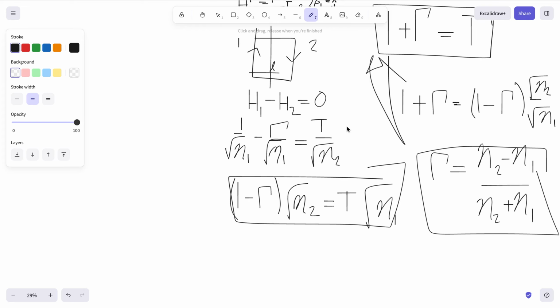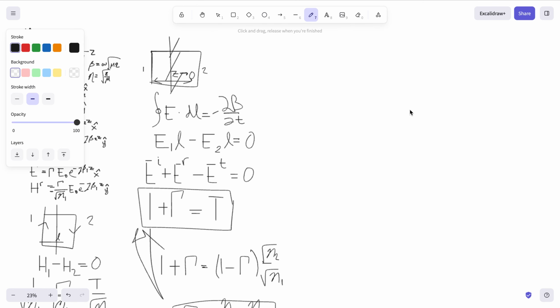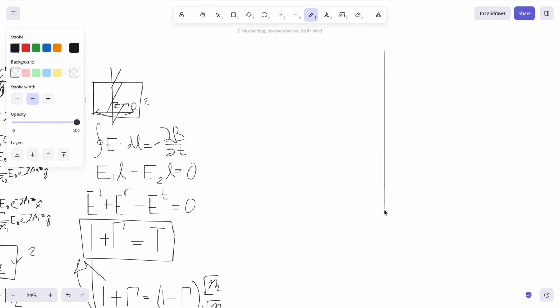Now this is the simplest case that we can do. We can solve for where we have normal incidence, but let's look at a more complicated scenario where we have oblique incidence. That is, the electromagnetic wave propagates in a direction that's not perfectly perpendicular to the media or the boundary. So in this case, let's draw it out.